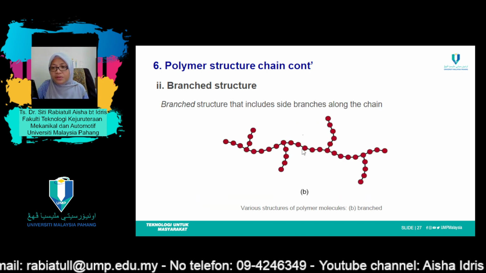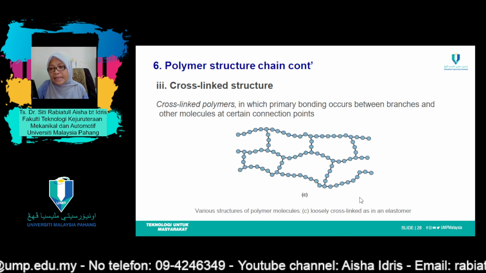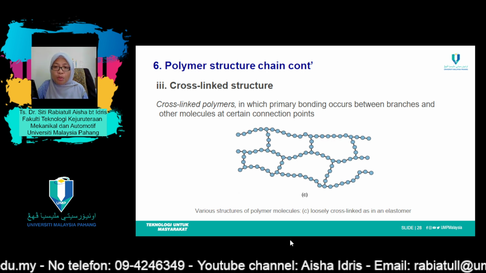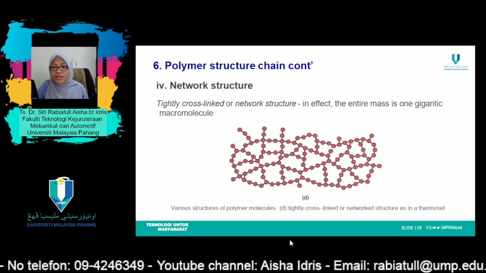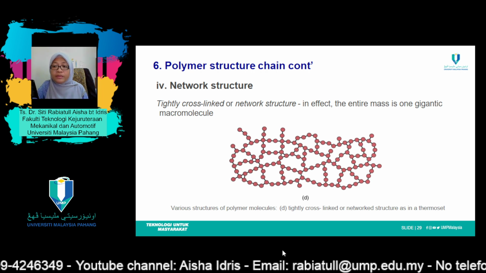This one is branch structure, also can be found in thermoplastic polymer. Cross-link can be found in elastomer or in a thermoset. Same goes to network structure. This one can be found in thermoset.